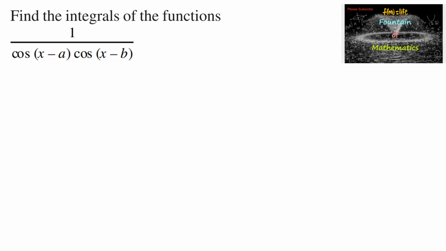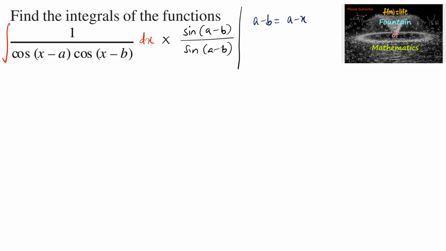Find the integral of the function 1 upon cos of x minus a into cos of x minus b dx. So here let us multiply and divide with sin of a minus b divided by sin of a minus b, and we can write here a minus b is equal to x minus b minus x plus a, that is x minus b minus of x minus a.